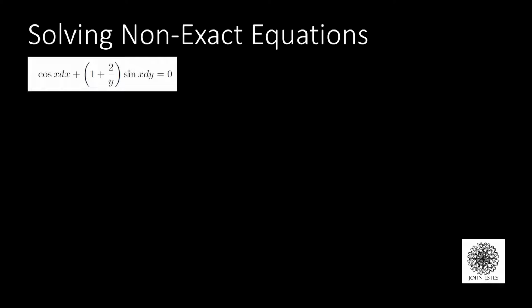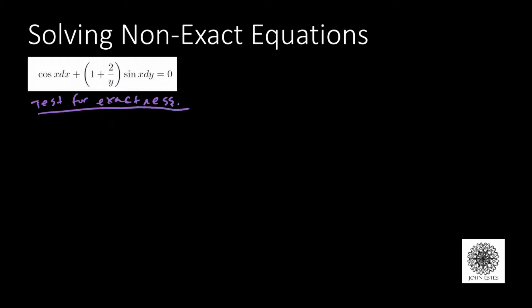So here we have cosine x dx plus (1 plus 2 over y) sine x dy equals 0. This is our example. And so we're suspicious that maybe this isn't exact. So we're going to test to see if it's exact or not. So I'll say test for exactness.